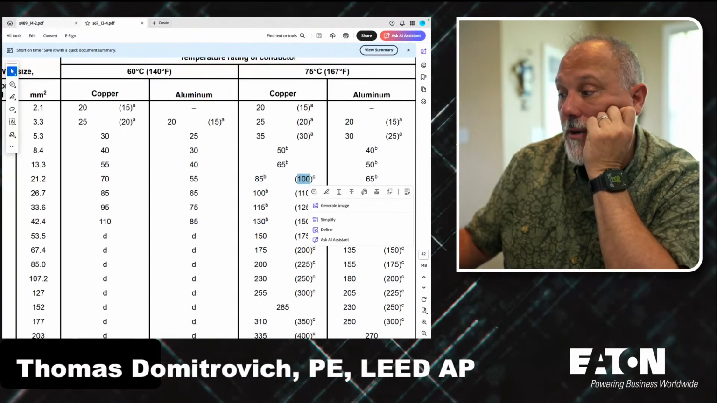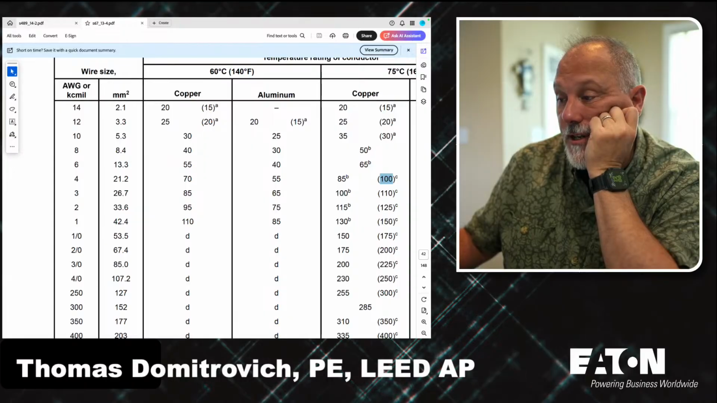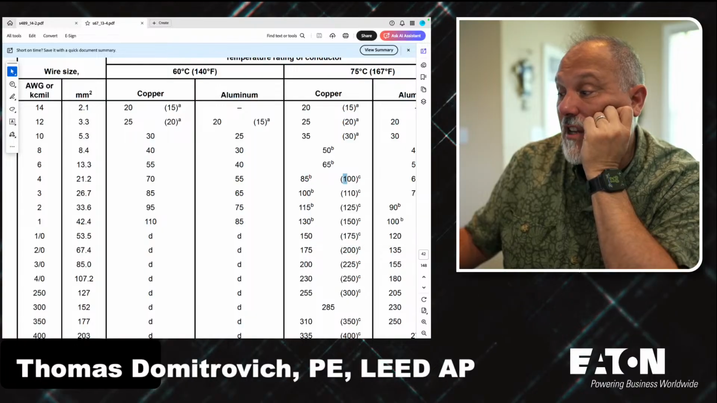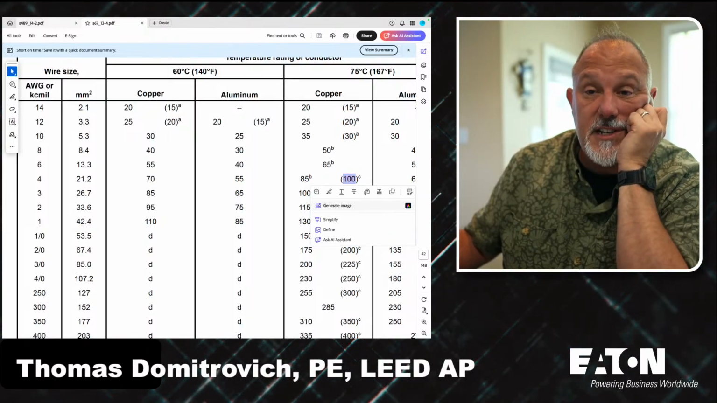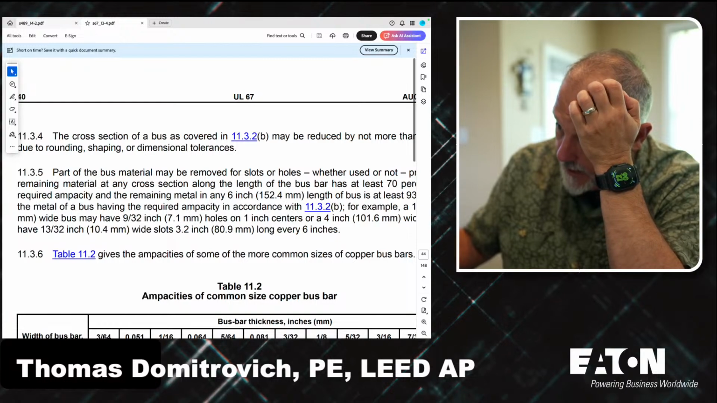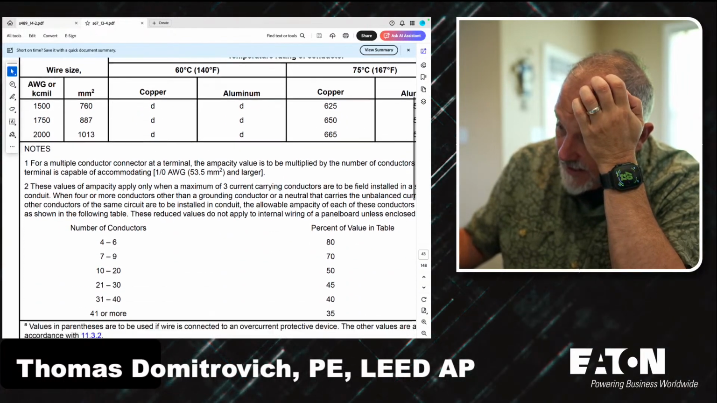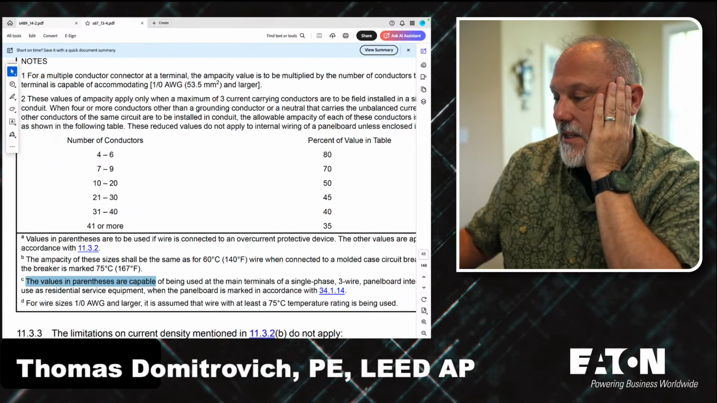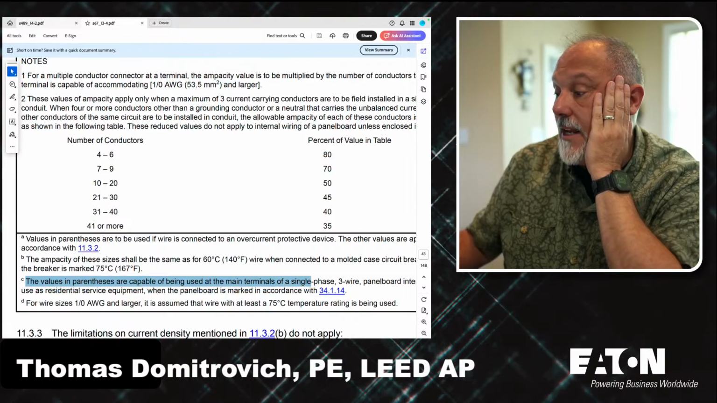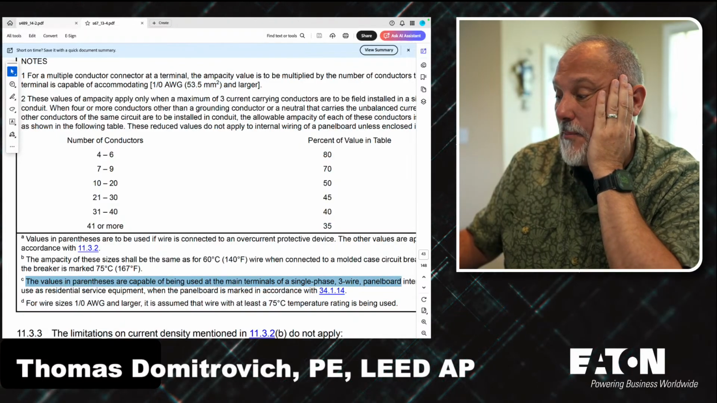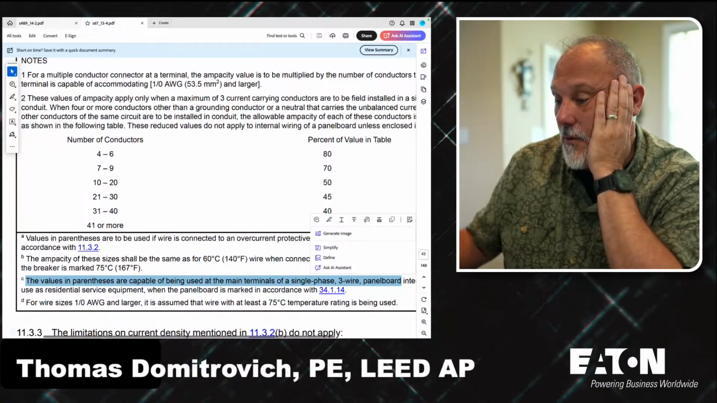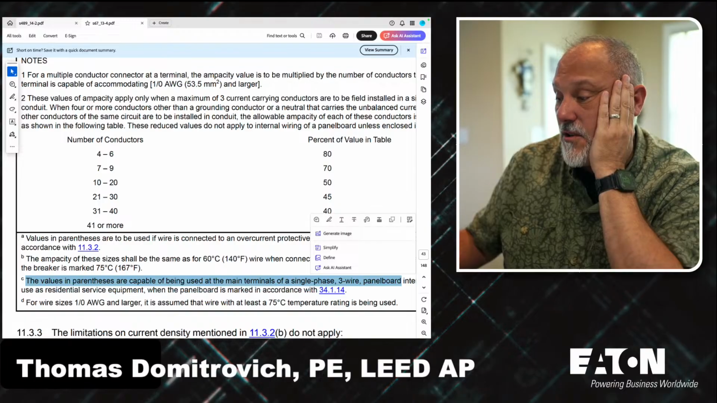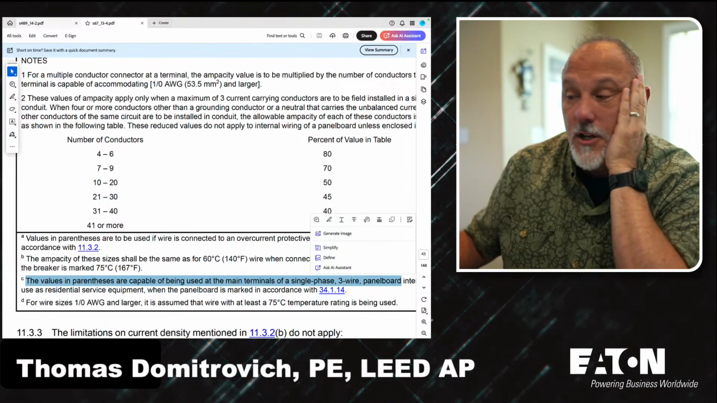So if I come back over to the product standard, I have a 4 gauge conductor, and there's the 85, and then there's the 100 with parens and a note C. If I go down to note C, note C says, the values in parentheses are capable of being used at the main terminals of a single-phase 3-wire panel board intended for use as residential service equipment when the panel board is marked in accordance with 34.1.14.